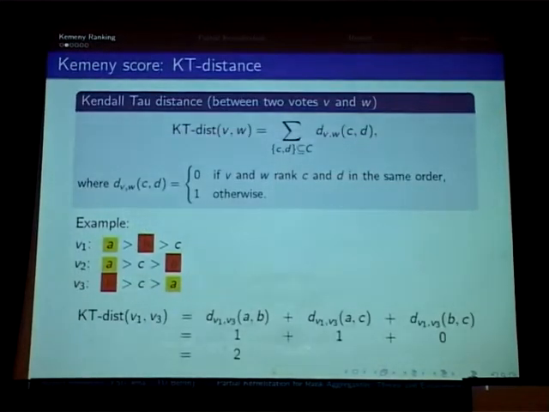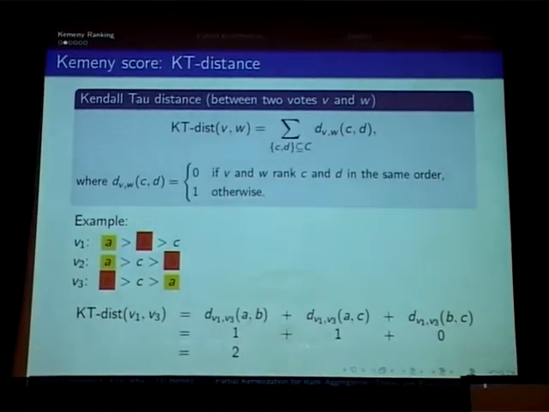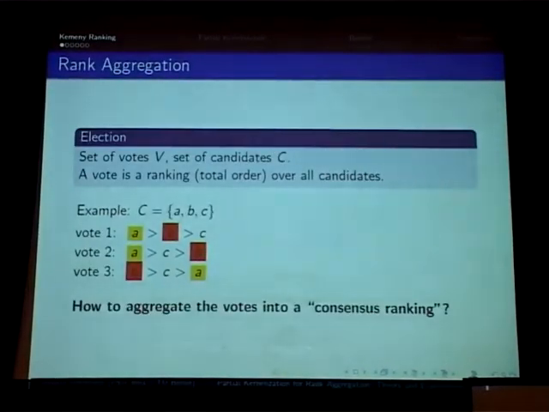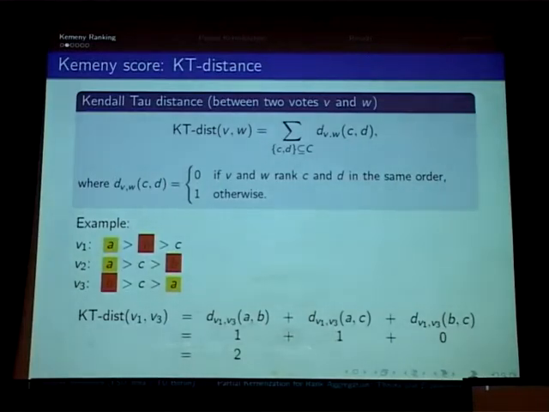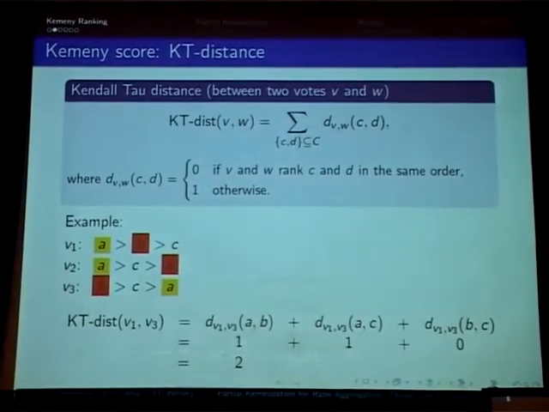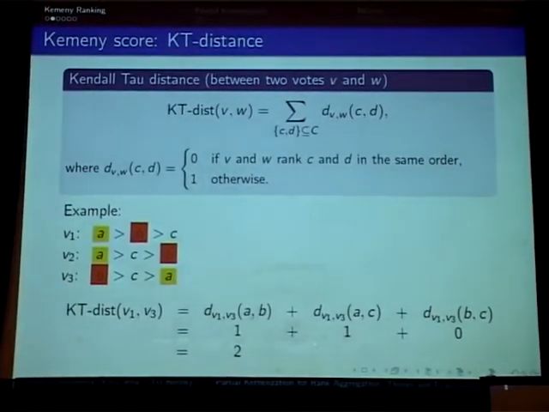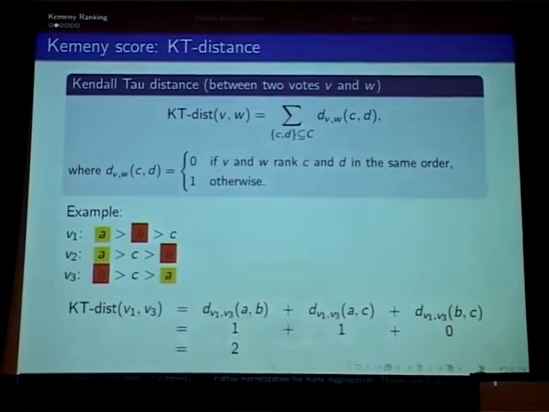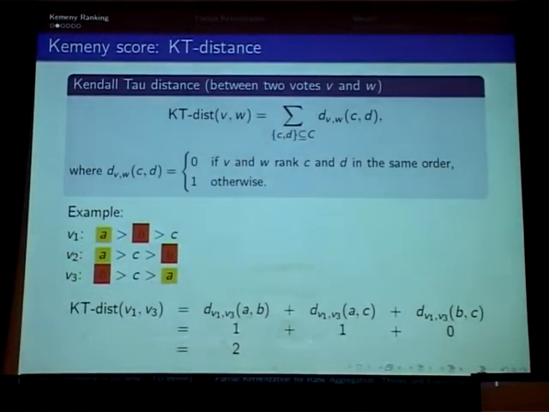And yes. To measure the quality of the consensus, we use the Kendall-Tau distance, and the Kendall-Tau distance is nothing but the number of pairwise inversions between two rankings. Here, for this example, you can see for vote 1 and vote 3, the Kendall-Tau distance is 2, because A and B are ranked differently. A and C are also ranked differently. And B and C are in the same order.